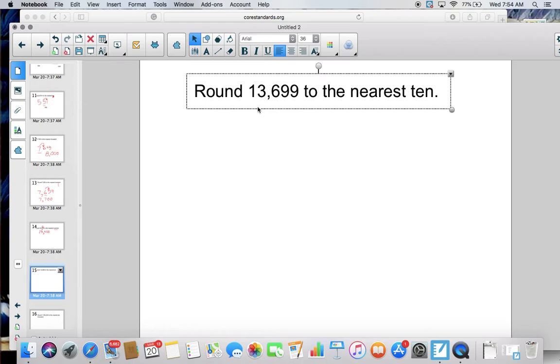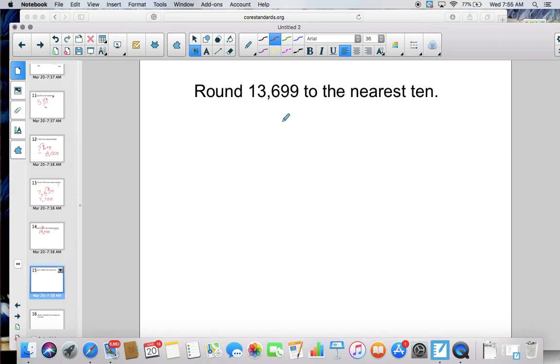Try this one. Round 13,699 to the nearest 10. Pause, try it on your own. Welcome back. Did you underline the 9? Now look at this one. This is a 9. So this is going to have to go up one more. When we go up one more, this is actually going to become 13,700. Because when we add 1 to that 9, it moves it into the hundreds place value.